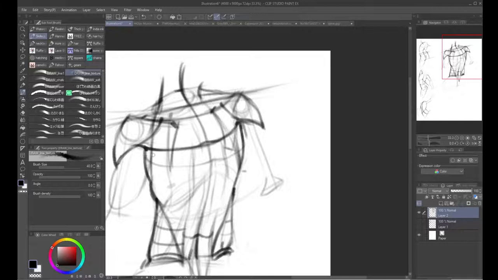Now let's show the scapula a little bit more clearly, so that we can attach the teres major. The teres minor. And of course we need the trapezius muscle.